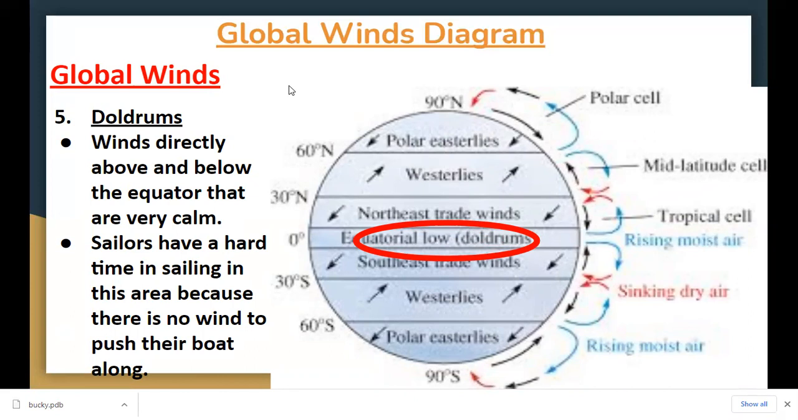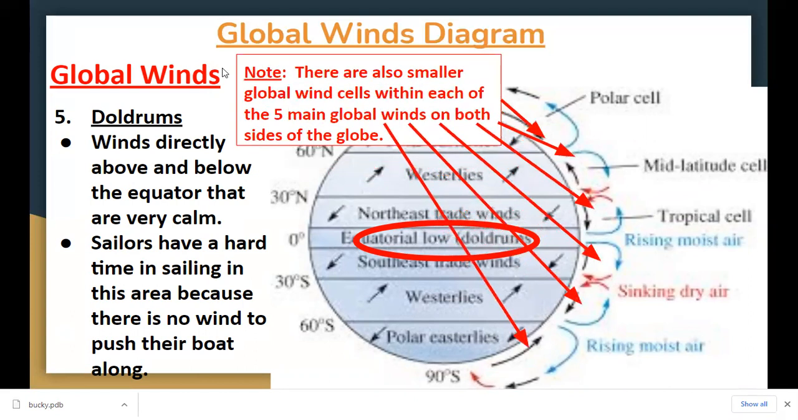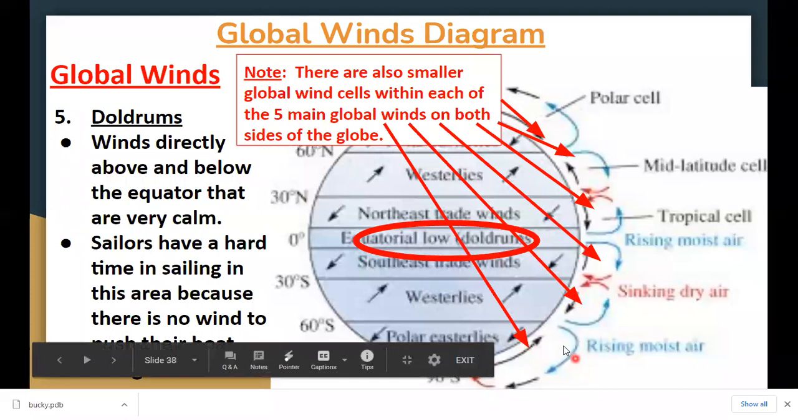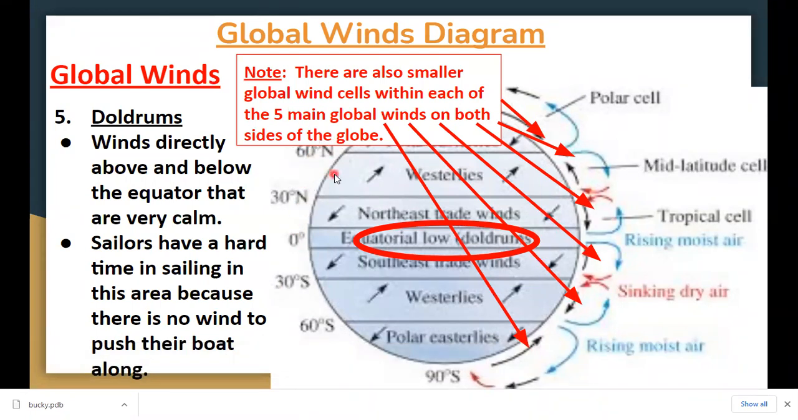These are all types of global winds. We're going to talk more about them later. Also, note that there are smaller global wind cells within each of the five main global winds on both sides of the globe. So these, get my spotlight here, these little circular patterns, they're all around the Earth. They're only showing them on the right side in this diagram, but they're also on the left side. And they have the circle patterns kind of with the five main global winds.